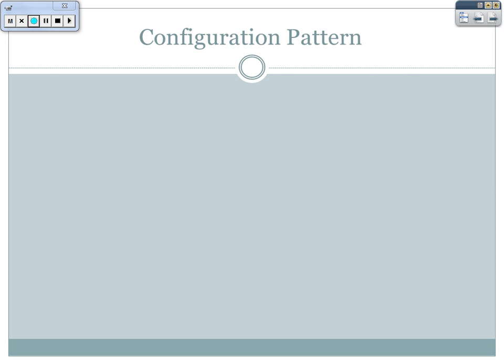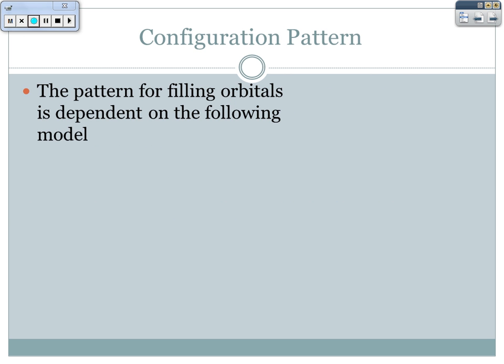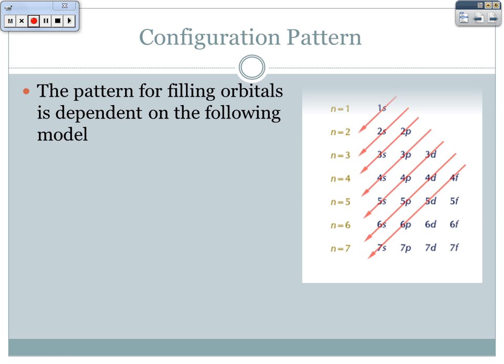Okay, let's see what that looks like. There's actually a pattern to filling up these orbitals, and I'm going to show you the pattern, and then I'm going to show you how you can see it from the periodic table so you don't have to memorize anything. The pattern goes from n equals 1 all the way to n equals 7, and you start out with an s. At the 2nd level you add a p, at the 3rd level you add a d, and at the 4th energy level you add an f type of orbital. So we start out at a 1s, and then a 2s, then a 2p, then a 3s, then a 3p, and so on.